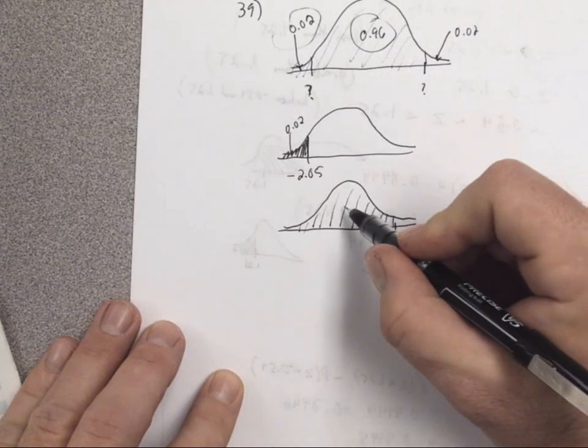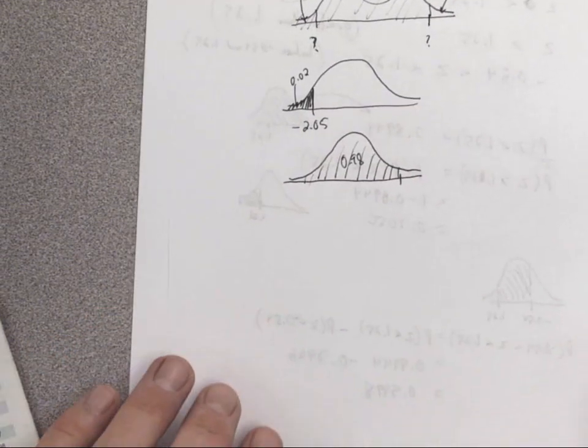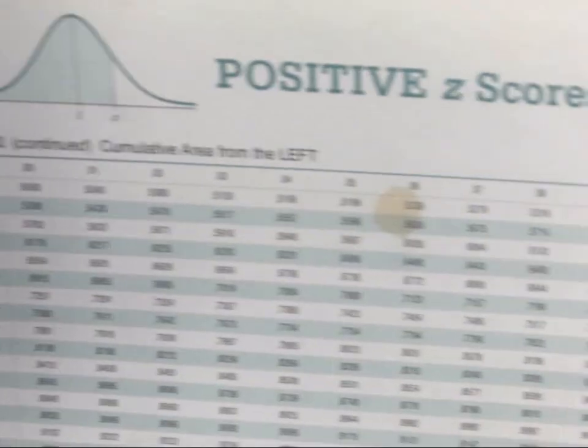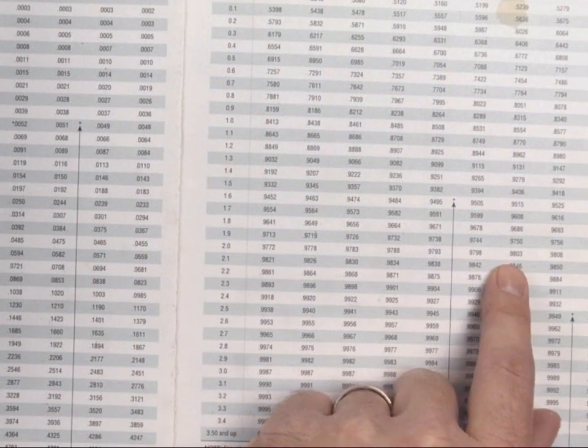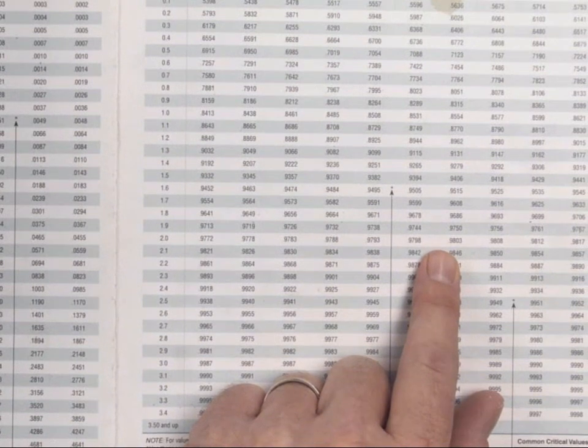So this has to be what again? Yeah, 0.98. Okay, so it has to be cumulative area to the left. So what I'm looking for is 0.9800. We won't find it, but we'll find something close, right? Tell me when you find it.